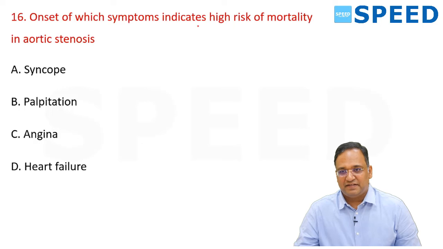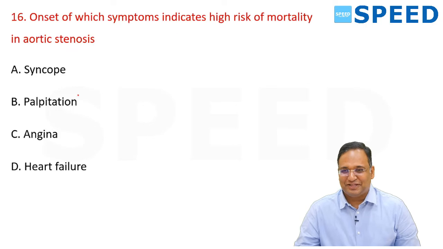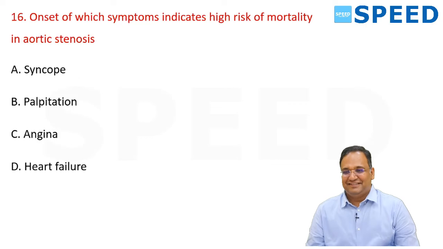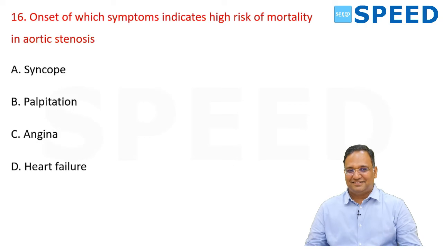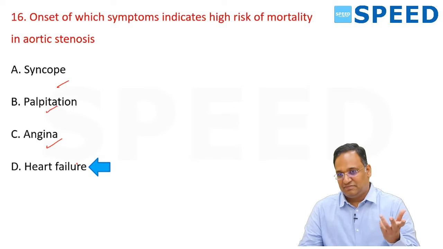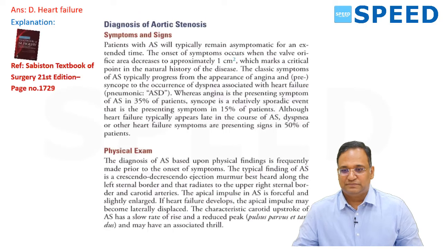Onset of which symptom indicates high risk of mortality in aortic stenosis? It is not only aortic stenosis. If this question is asked for mitral stenosis or any other cardiac disease, it is one of the symptoms which indicate high risk. When you plan for a surgery, if it is there, then it is high risk. See, syncope, palpitation, angina are symptoms. Heart failure is a complication. So, if heart failure sets in, of course, there is increased mortality. Understood? So, that is a very clear answer.